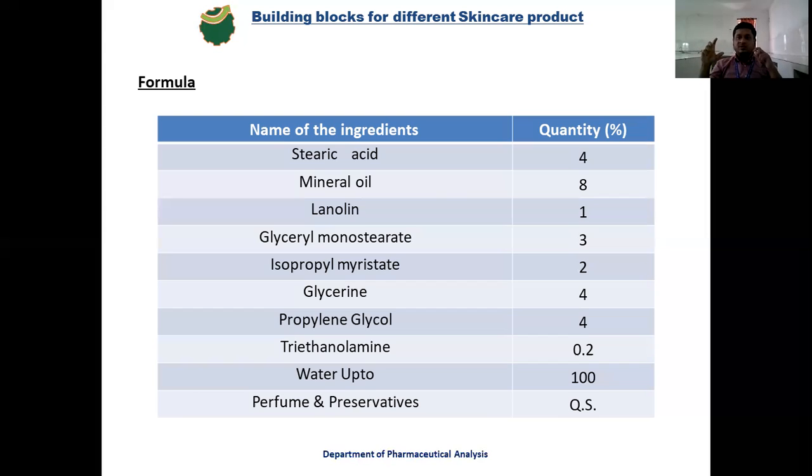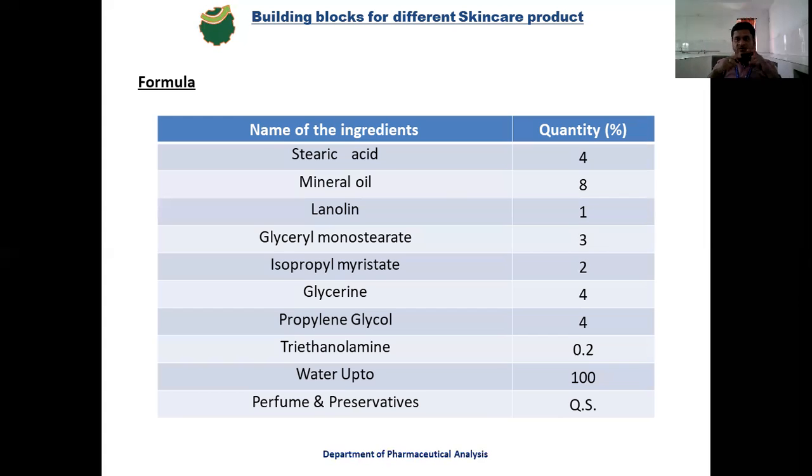Same procedure. The manufacturing of cream is almost the same for all. So we'll have two beakers with two phases. Both have to be heated to 65 to 70 degrees. Then we have to add these two. Okay, then we have to continuously stir and mix, and definitely remove from the heating zone.